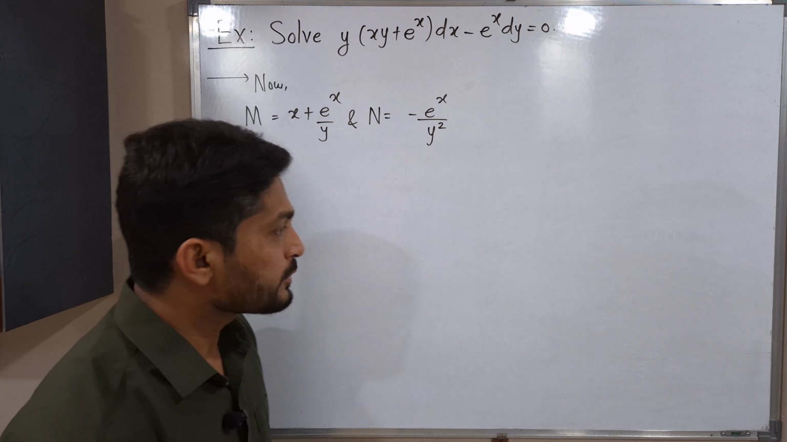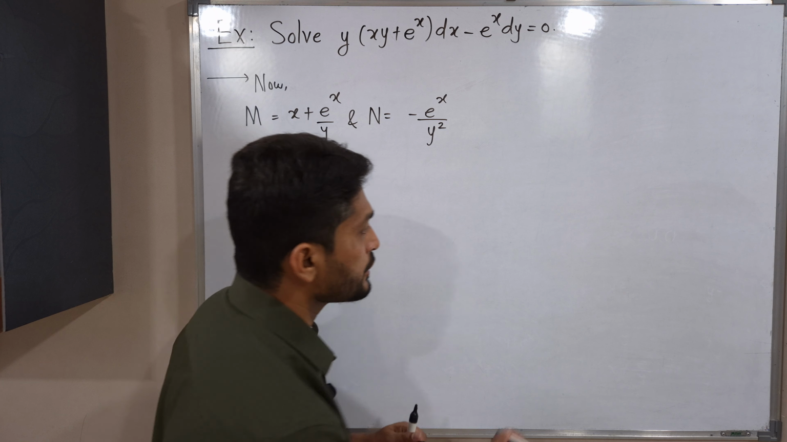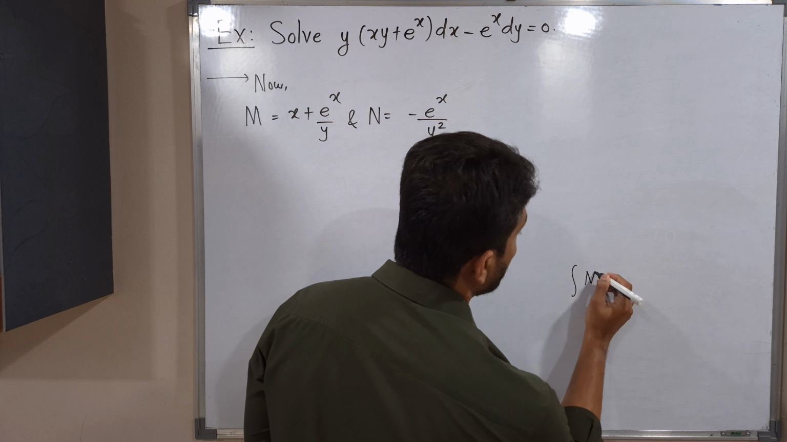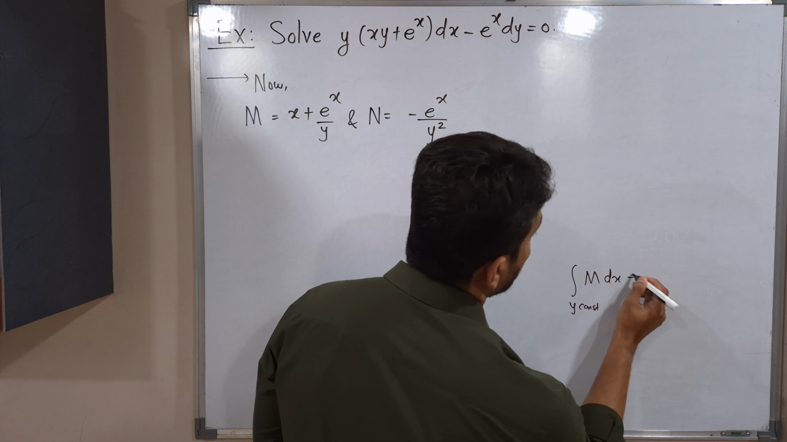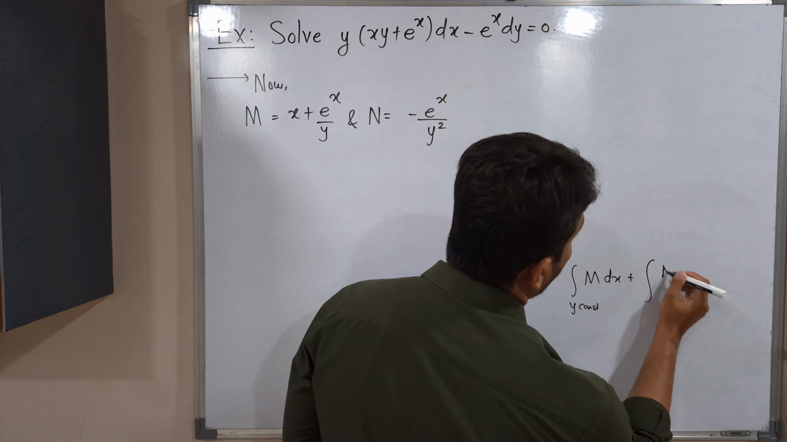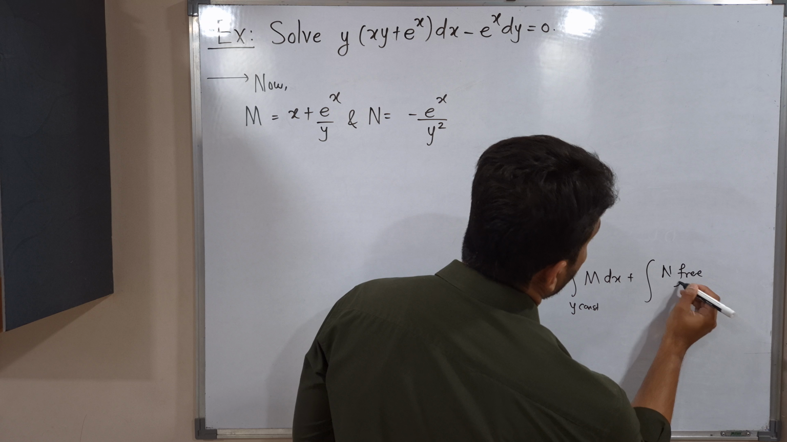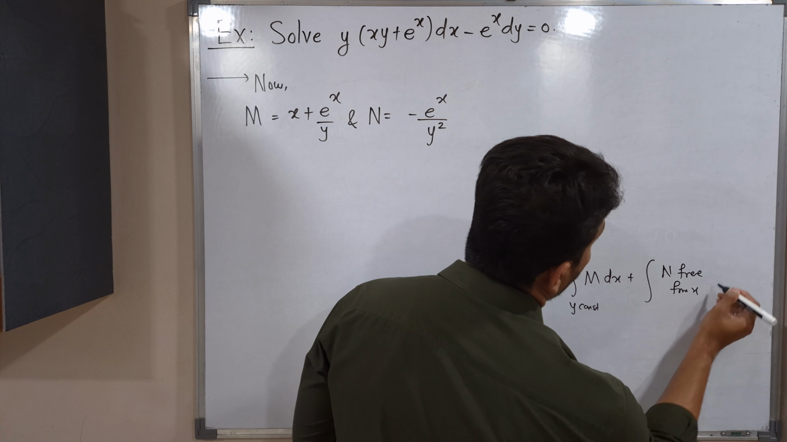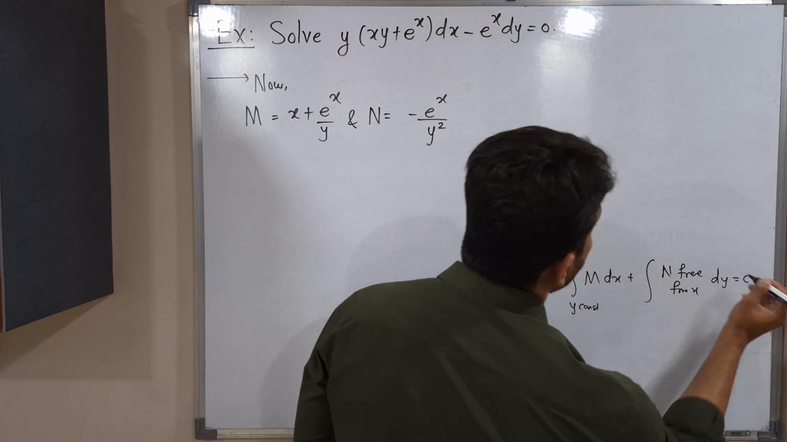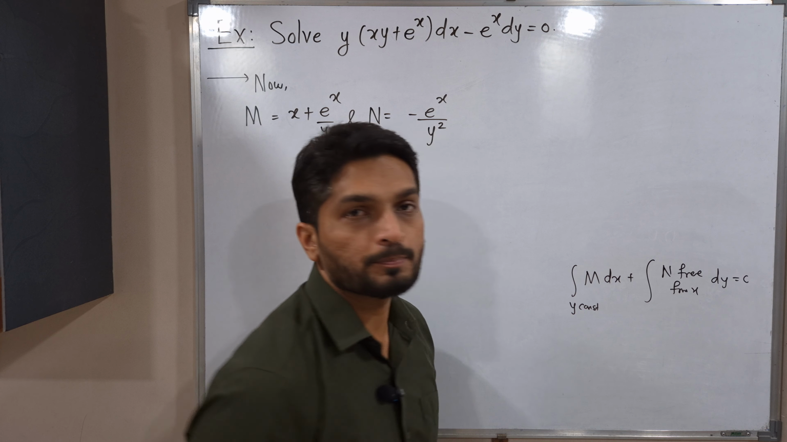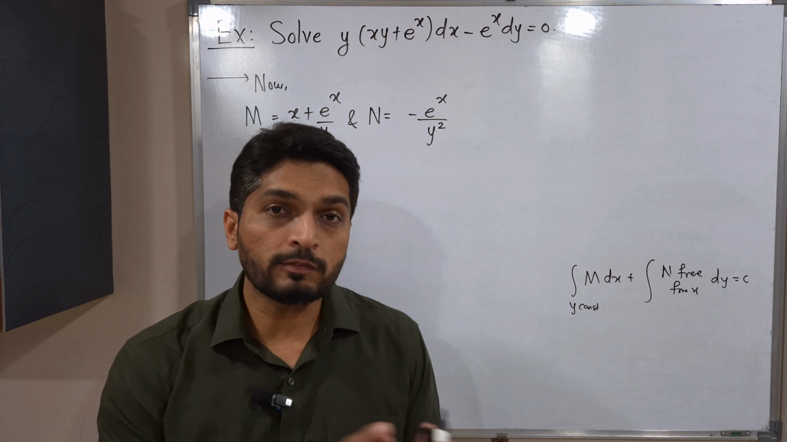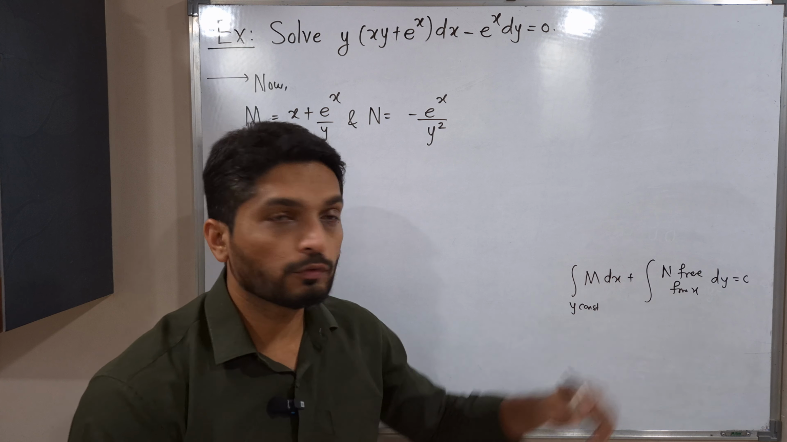Okay, so the solution of an exact differential equation is fixed. It is integration of M treating y constant with respect to x, plus integration of the terms in N free from x with respect to y, is equal to c. So the solution is fixed, which is the addition of these two integrals. I will solve the first integral first, then I will go for the second integral.